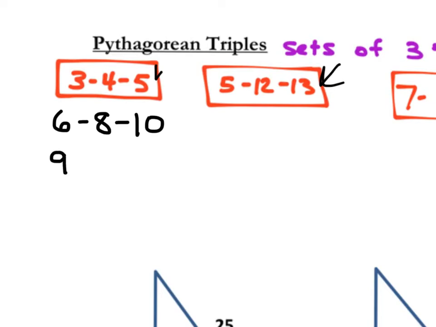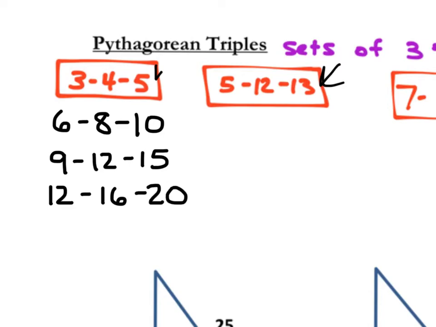Okay, so I could also do 9, 4 times 3 is 12, 5 times 3 is 15. I could do 12, 4 times 4 is 16, 20. Now, you don't have to memorize those.